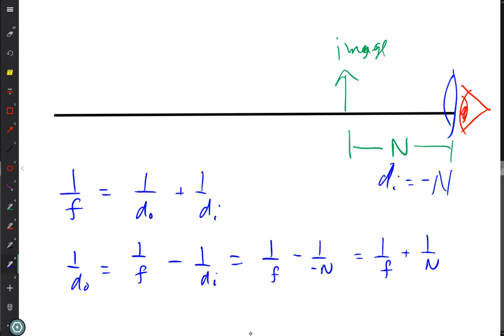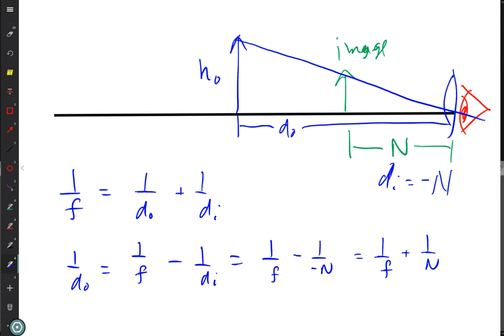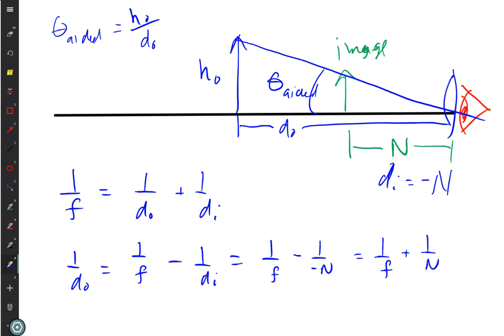Now that means that the angle that this is going to make for the vertex ray is going to be tangent theta, theta aided, equal to the opposite side, h0, divided by the adjacent side, which is d0. But 1 over d0 I just calculated. So I'm going to plug in that 1 over d0.